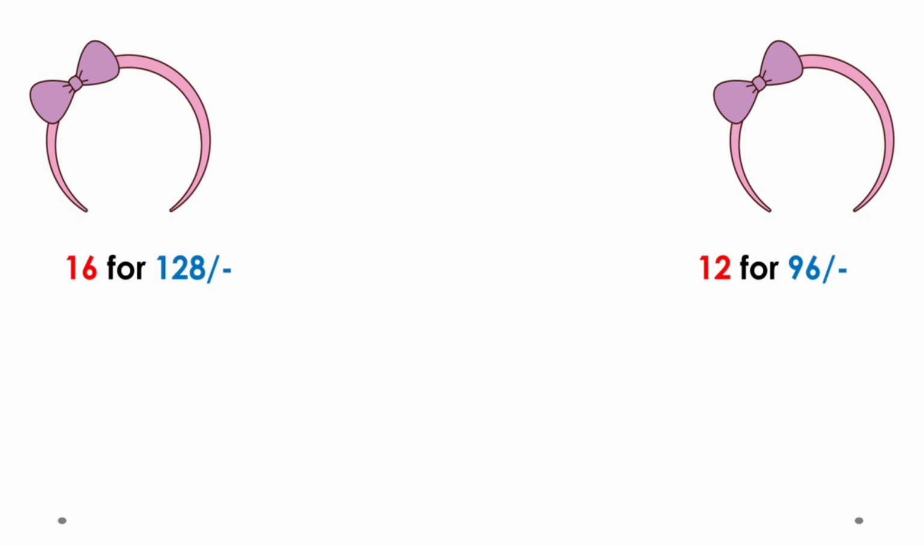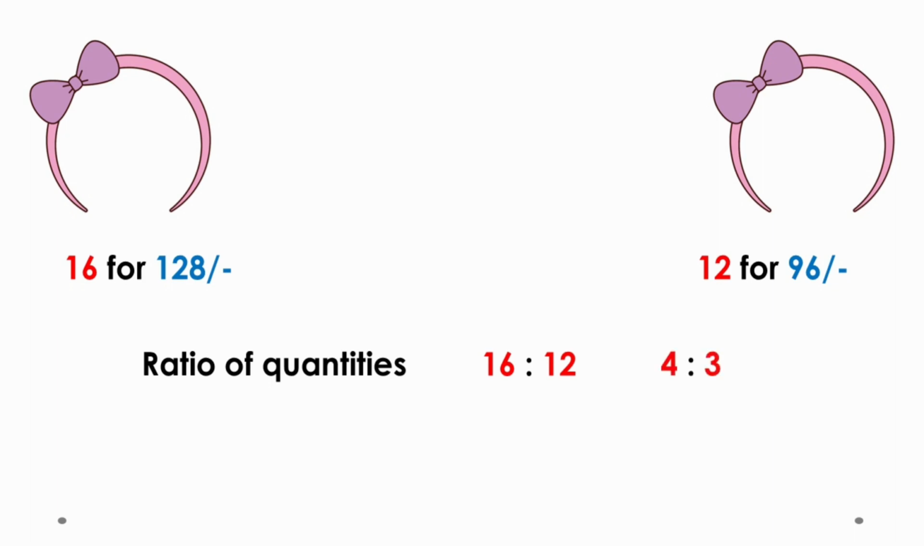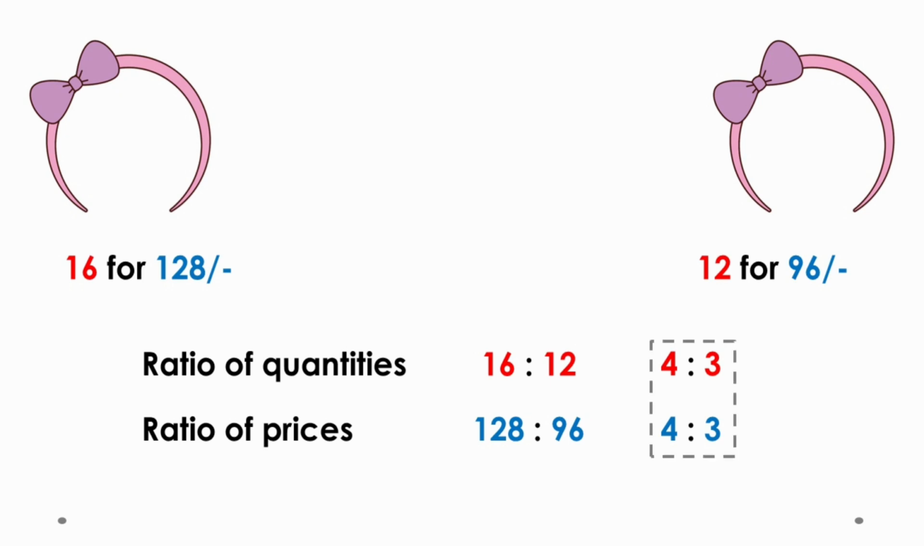First, we will have to work out the ratios of the two quantities. The ratio of quantities is 16 is to 12, which in its lowest terms would be 4 is to 3. Now, we need to work out the ratio of the prices. The ratio of the prices would be 128 is to 96, which in its lowest term is 4 is to 3. As we see that the ratio of the quantities is same as the ratio of the prices, it is proved that both paid the same price for the headbands they purchased.